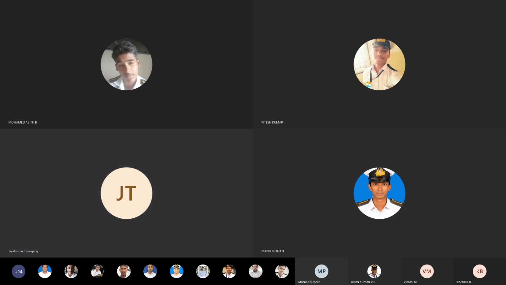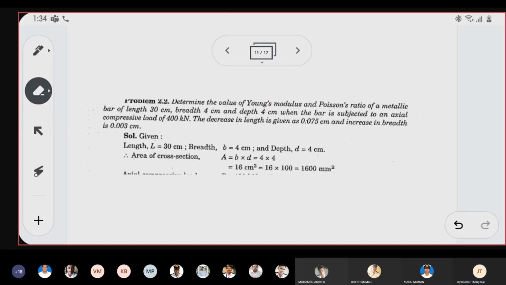Determine the value of Young's modulus and Poisson's ratio of a metallic bar of length 30 centimeter, breadth 4 centimeter, and depth or thickness both are same, 4 centimeter. It is subject to an axial compressive load.